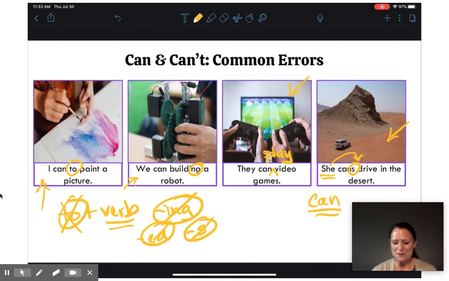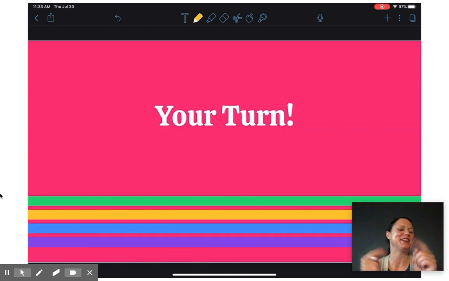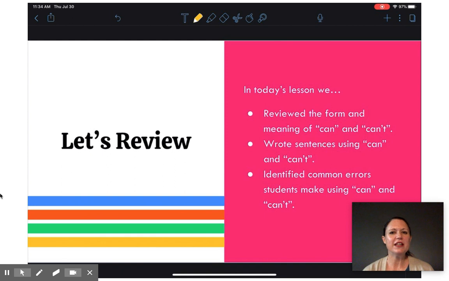All right, so it's your turn now. We've got several questions below, checking your understanding of the meaning and form of can and can't, and then seeing if you can spot some of these common errors in some example paragraphs, because that's what we want to be able to do with our own writing. But before you get started with that, let's review today's lesson.